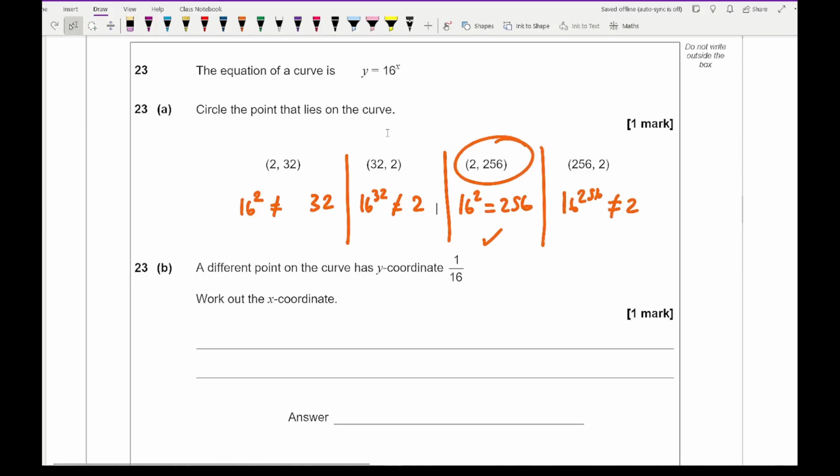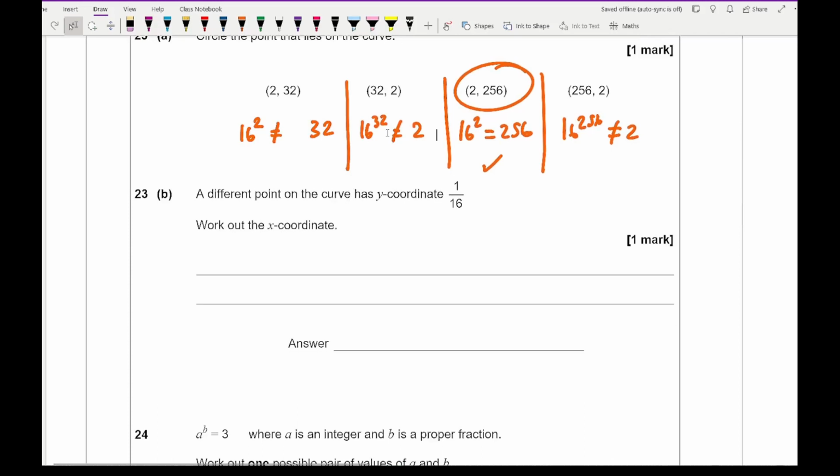The next question, 23b, says a different point on the curve has a y ordinate of 1/16. What is the x ordinate? So if I just substitute those numbers in, I've got 1 over 16 equals 16 to the power of x. So hopefully using knowledge of rules of indices and reciprocals, you should know that x has got to equal -1, because this is the reciprocal of this.